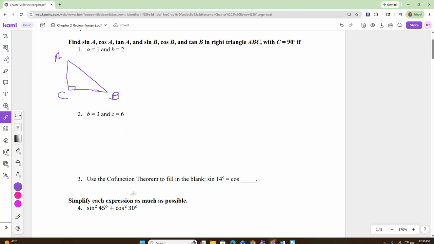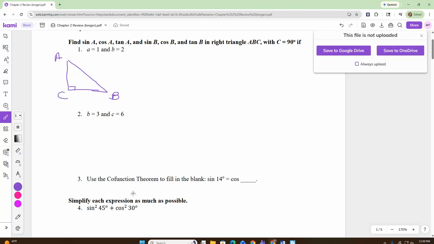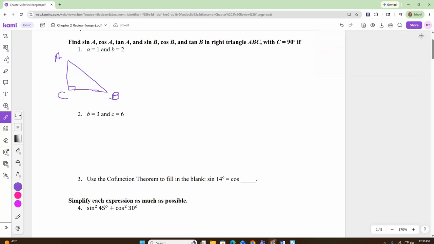All right, first mistake that I tend to see on these is people flipping their sides and putting them in the wrong spot. When they do that, where is side A? On the bottom. It goes across from angle A, so that's 1. Where is side B? Across from angle B. So I don't know side C.